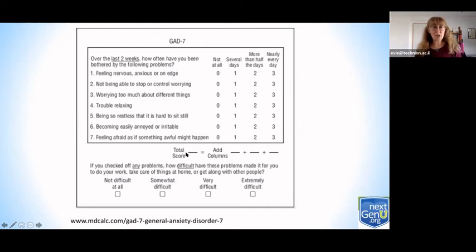And the other great thing about this questionnaire, there's also a qualitative question here as well, which is, if you checked off any problems, how difficult have these problems made it for you to do your work, take care of things at home, or get along with other people? So the important thing here is we're trying to understand how much these symptoms are really affecting somebody on a day-to-day basis. And they can tick not difficult at all, somewhat difficult, very difficult, or extremely difficult. It's a terribly useful question to know the answer of.